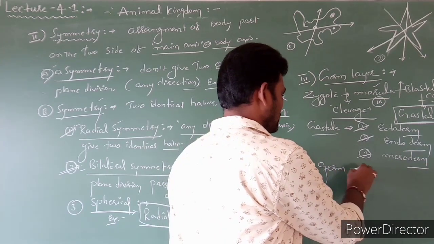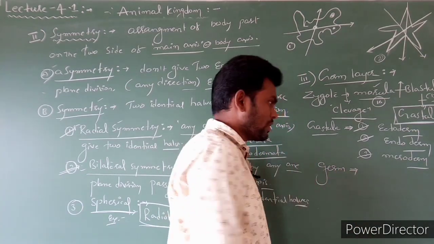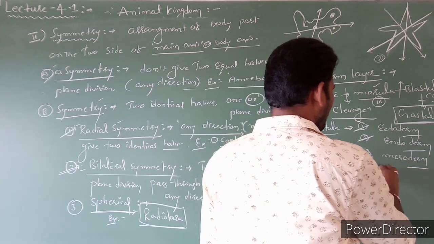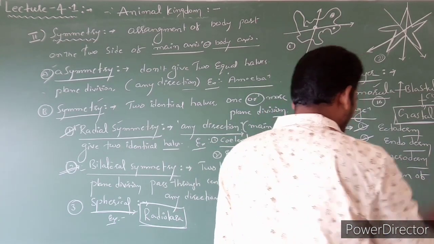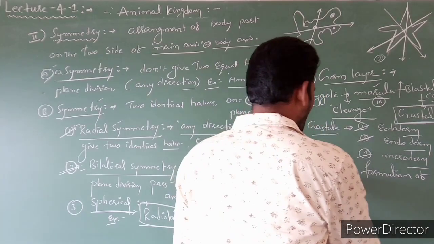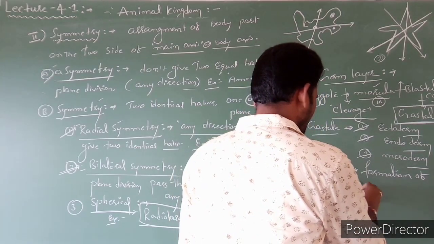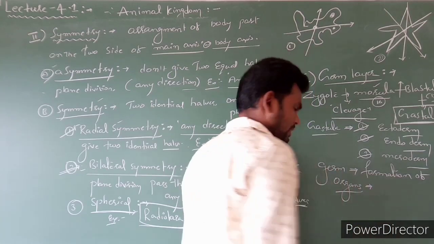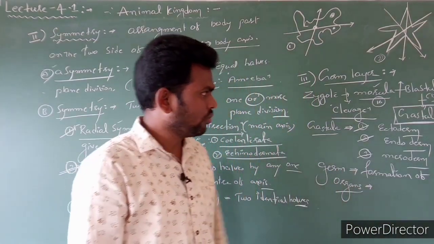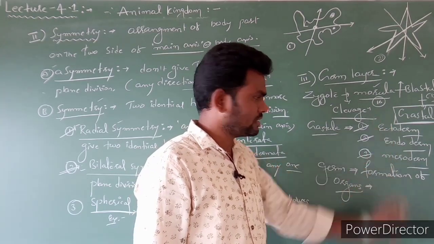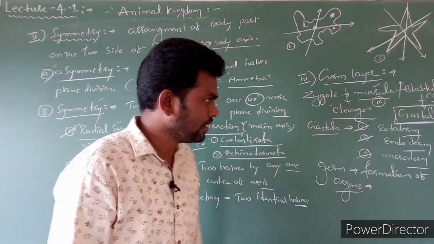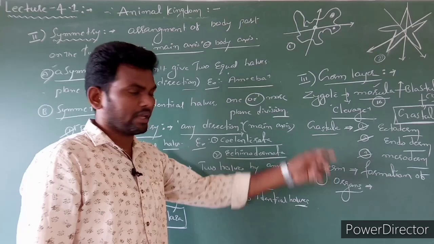These are germ layers which are useful for formation of organs like kidney, heart, lungs, which are going to form by involvement of these three layers. Clear? So this is regarding germ layers.